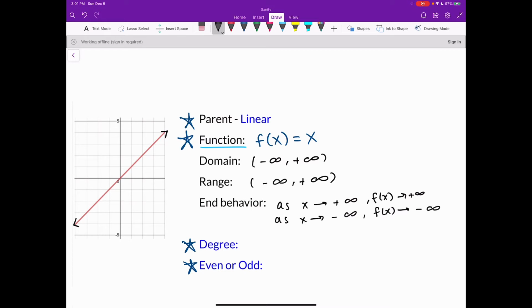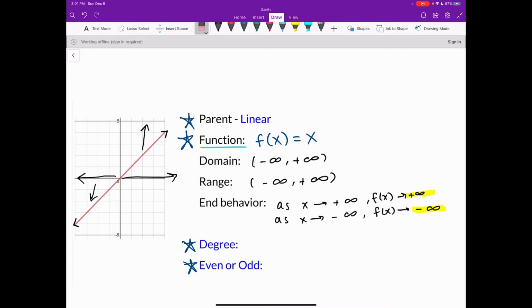Its end behavior describes what happens to the function on both ends. There's two ends of the function. This one says as x goes to positive infinity, as we travel this way on our x-axis, I see that the function is going up, so f of x is also going to positive infinity. The next line: as x goes to negative infinity, as we travel this way on our x-axis, I see that my function is going down, so f of x also goes to negative infinity.